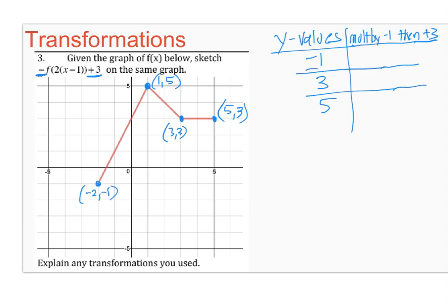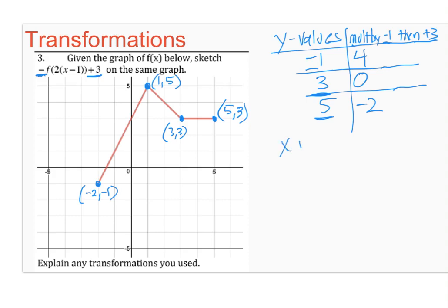So -1 multiplied by -1 is +1, and then we add 3, which becomes 4. 3 multiplied by -1 is -3. Add 3 becomes 0. 5 multiplied by -1 is -5. Add 3 becomes -2. Okay, those are my y values.